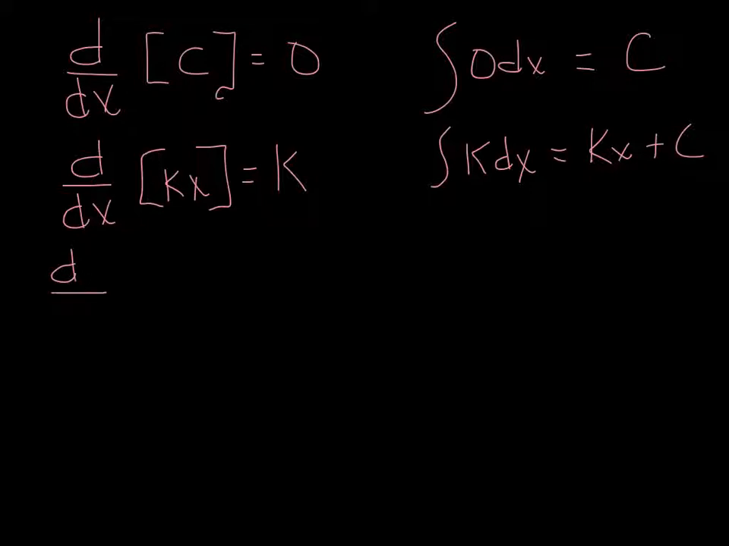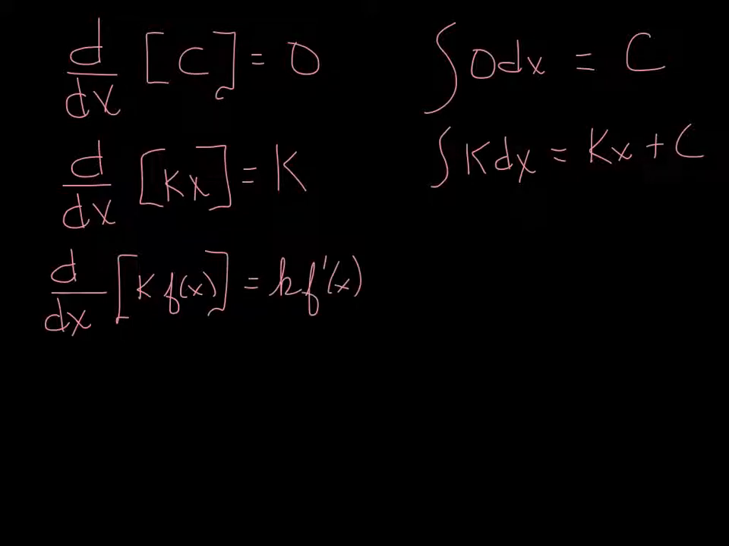Trying to show you the relationship between the derivative and the antiderivative. If we take the derivative of k times f of x, we know this is going to be k times f prime of x. So as far as an integral is concerned, if we take the antiderivative of k times f of x dx, I could actually rewrite that by moving that scalar out front.